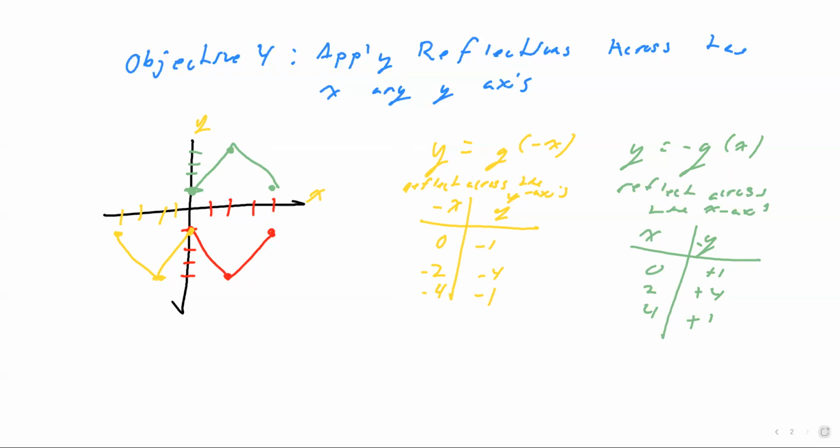The last objective is now just putting it all together. So objective 5 is to summarize transformations of graphs.